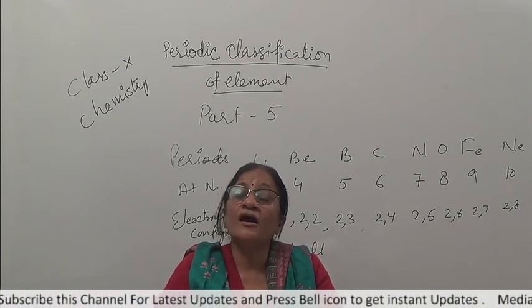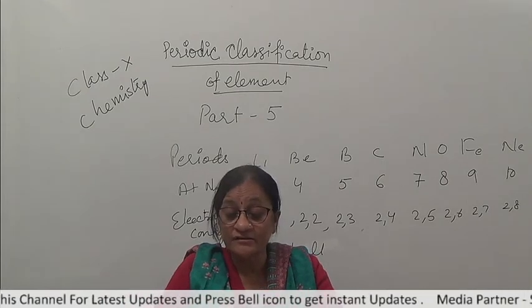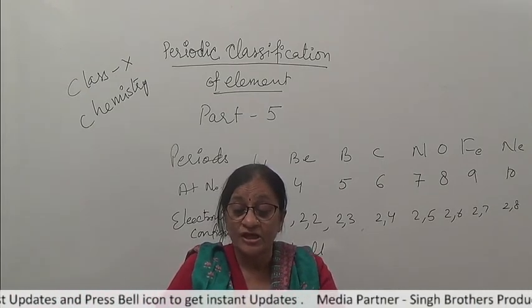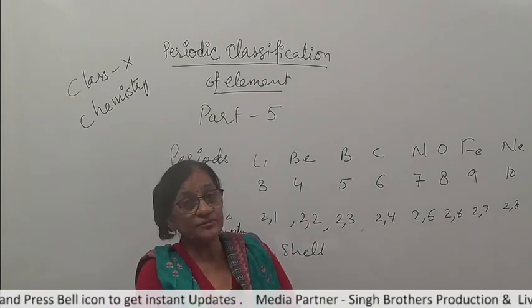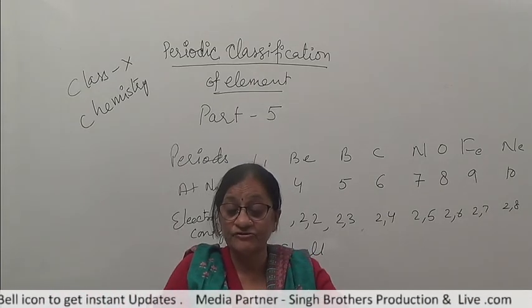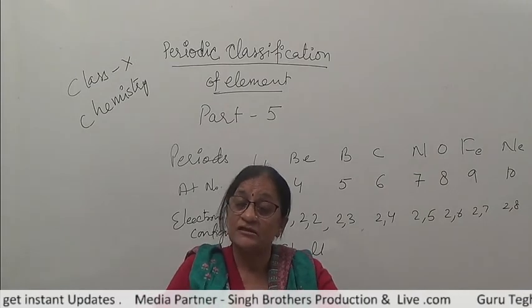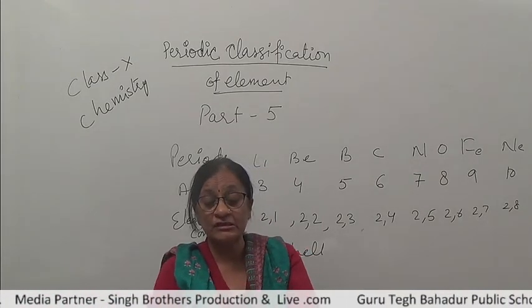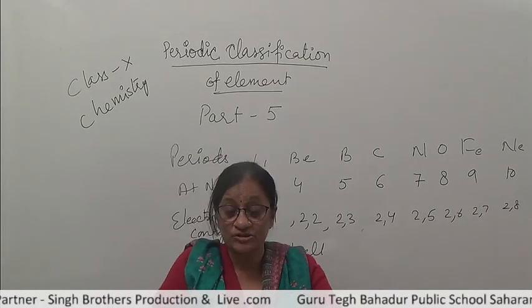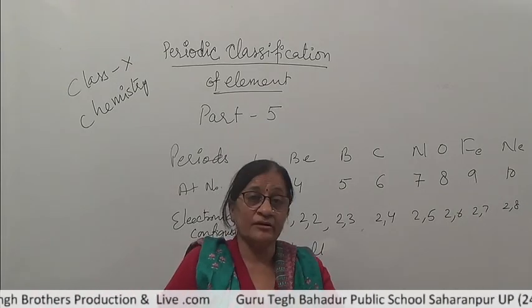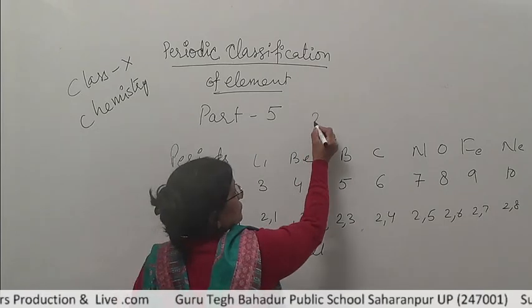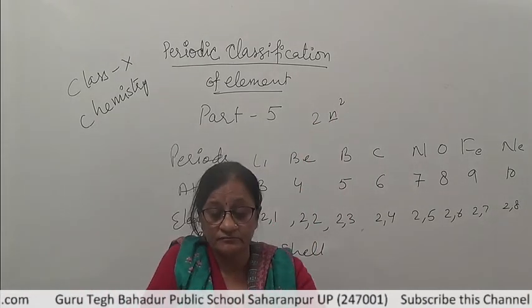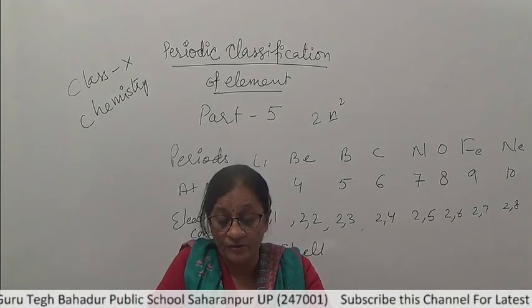About shells, as we discussed in class 9th in the chapter Structure of the Atom, if we now recall the distribution of electrons in different orbits or shells, the distribution of electrons in each orbit or shell is given by 2n square, where n stands for the number of the orbit.